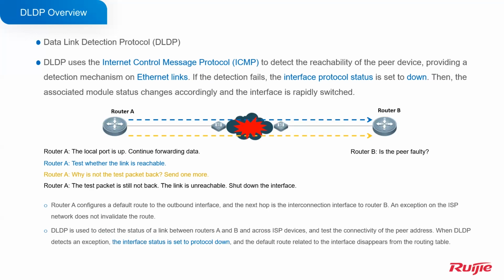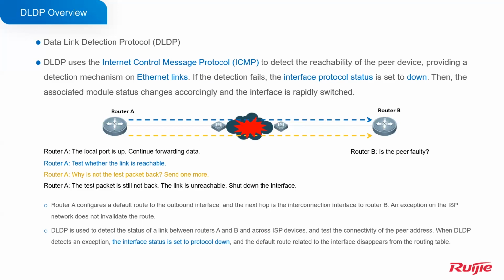When DLDP detects an exception, the interface status is set to protocol down, and the default route related to the interface disappears from the routing table. Once the route disappears from the routing table, after receiving a packet, if we have a backup route, we will send the packet through the backup route. If there's no backup route, it will be unreachable.